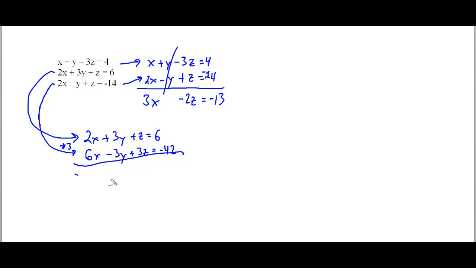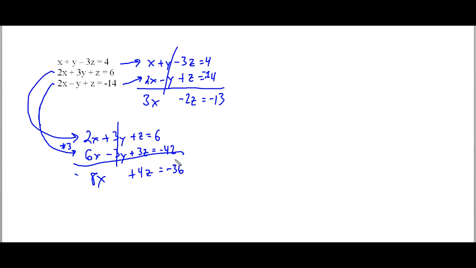All right. This is going to be 8x. These are going to simplify out. This is going to be a 4z. And this is going to be 6 and negative 42, negative 40, negative 36. All right. So what I'm going to do now is stack these equations on top of each other, this one here and this one here.